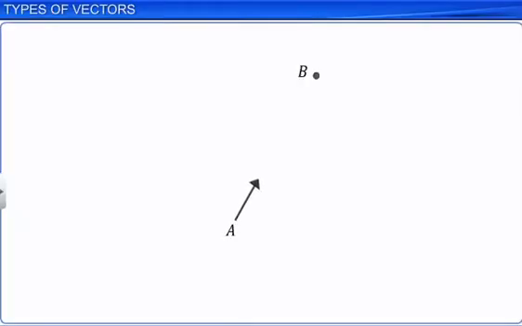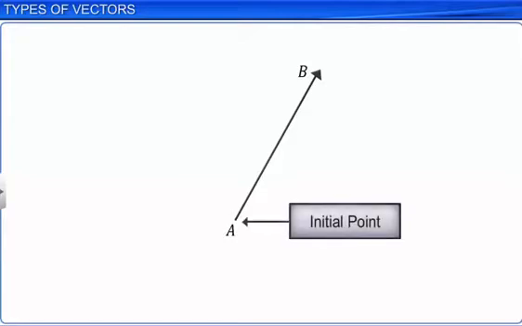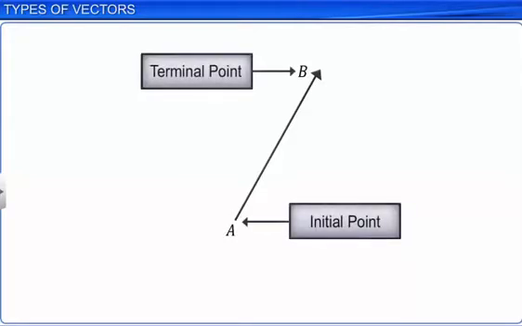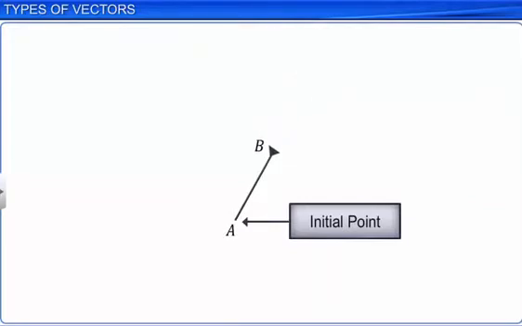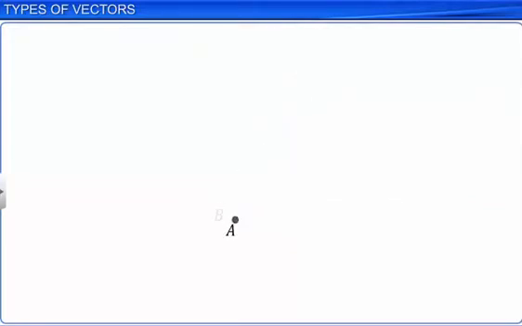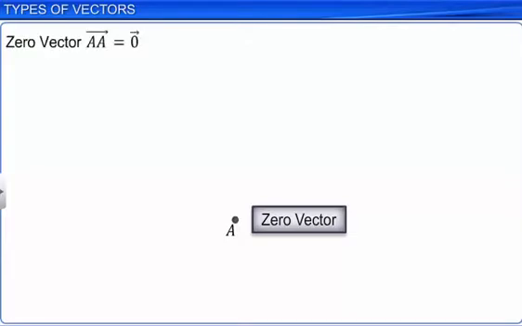You already know that a vector is a directed line segment. You also know that the starting point of a vector is called its initial point, and its end point is called its terminal point. A vector whose initial and terminal points are the same is called a zero vector. A zero vector is denoted by 0 with an arrow above it.